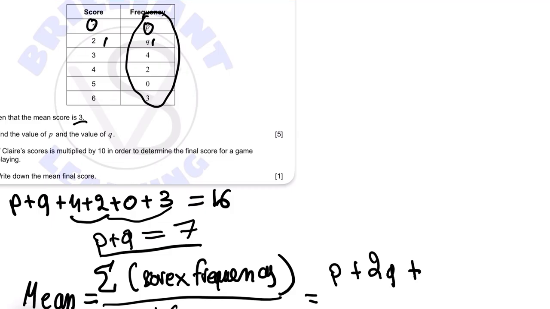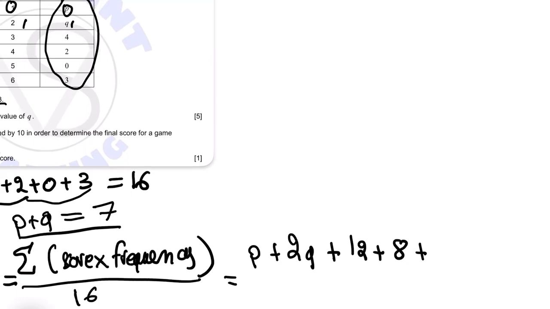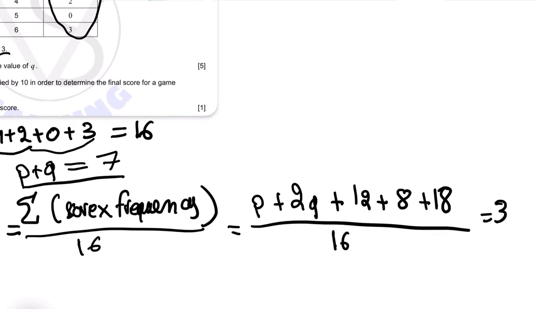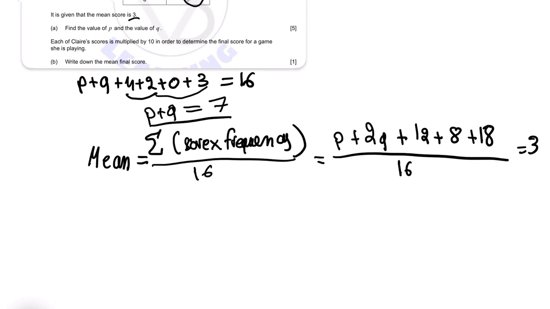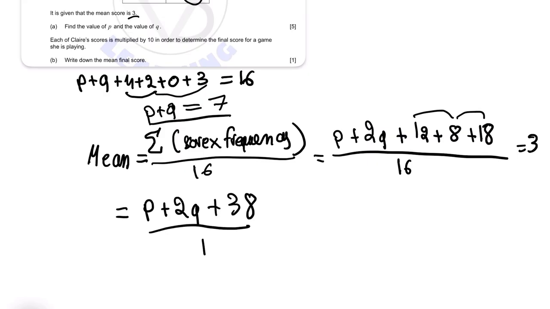Plus 3 times 4, 12. Plus 4 times 2, 8. Plus 5 times 0, that's 0. Plus 6 times 3, that's 18. And then we have all of that over 16, and that equals 3. Let me simplify this further. 12 plus 8 is 20, then 20 plus 18 is 38. So I have P plus 2Q plus 38 over 16 is equal to 3.